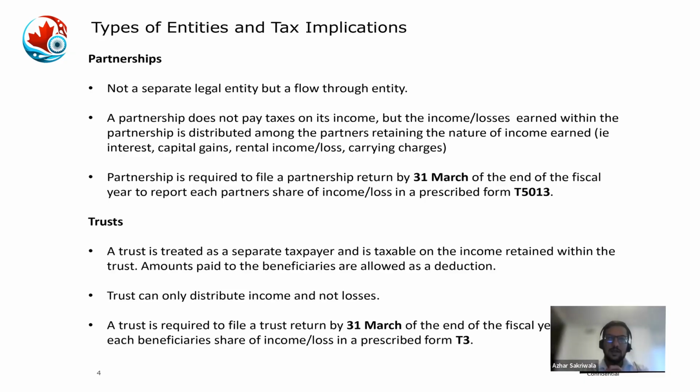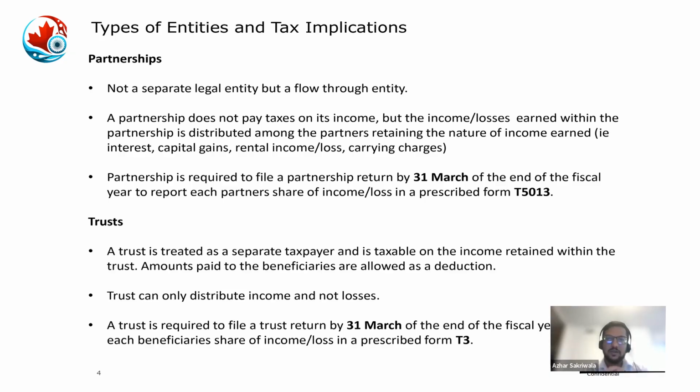The financial year end of a partnership is always going to be 31st December. Unlike corporations, where you can decide your tax year end at any time during the year, for a partnership it is mandatory to have a 31st December year end, and a partnership tax return has to be filed by 31st of March. In the case of a corporation, generally you file 6 months after the year end, but for a partnership, it's 3 months after 31st December, which is 31st March.